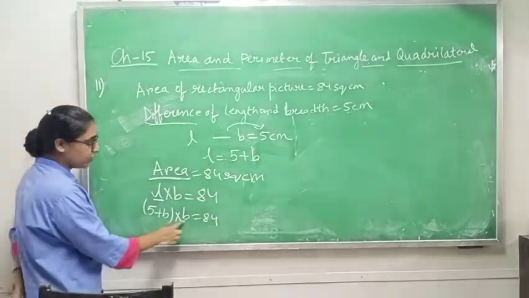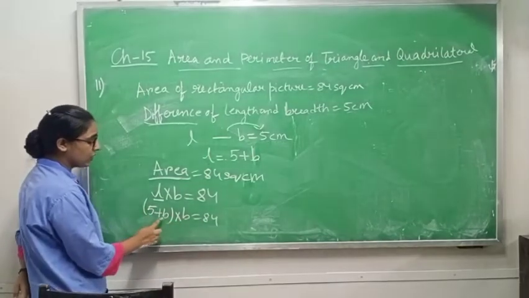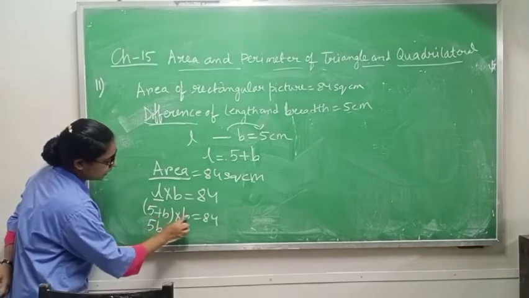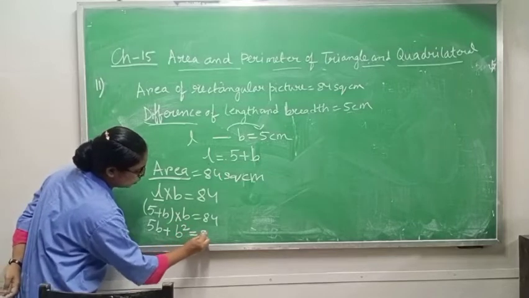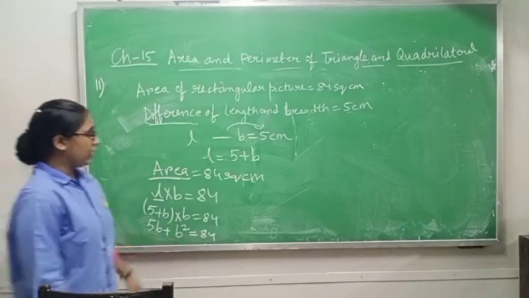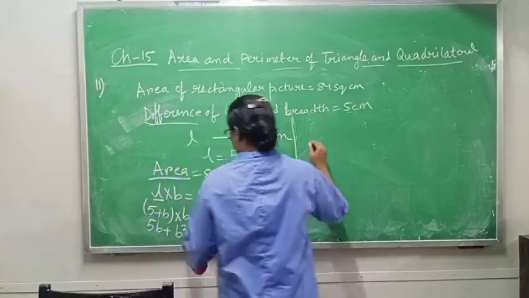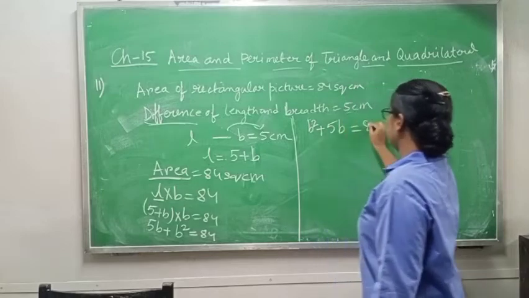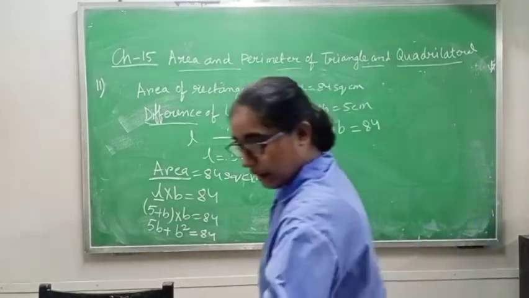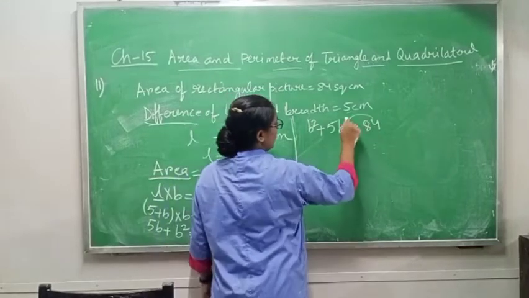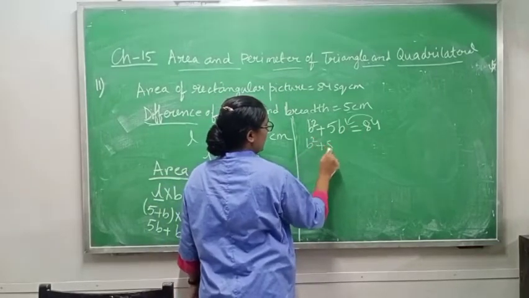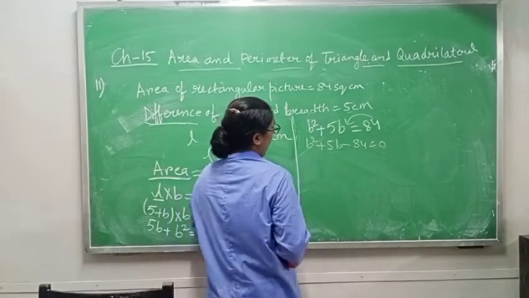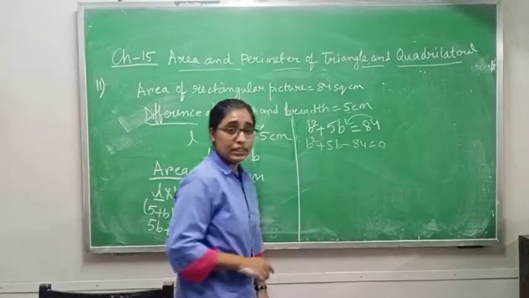Now class 9, this B will multiply with 5 as well as B will multiply with B. 5 into B, you will get 5B, plus B into B, you will get B squared, equals 84. Now you have to arrange this. First you will write B square, then plus 5B equals 84. Okay. After this, this plus 84 will come here, it will become minus 84. So you will write minus 84 equals 0. Okay. After this you have to take middle term factor.